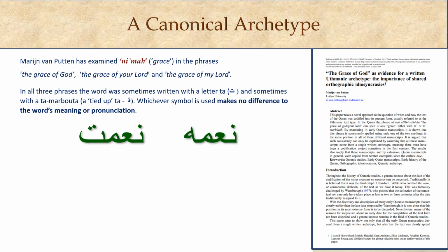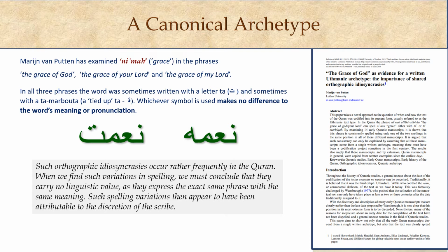In all these phrases, the word was sometimes written with the letter ta, that's the downward curve, and sometimes with what is called a ta marbuta, or a tied up ta, which appears like a little circle. Whichever symbol is used makes absolutely no difference to the word's meaning or to its pronunciation.